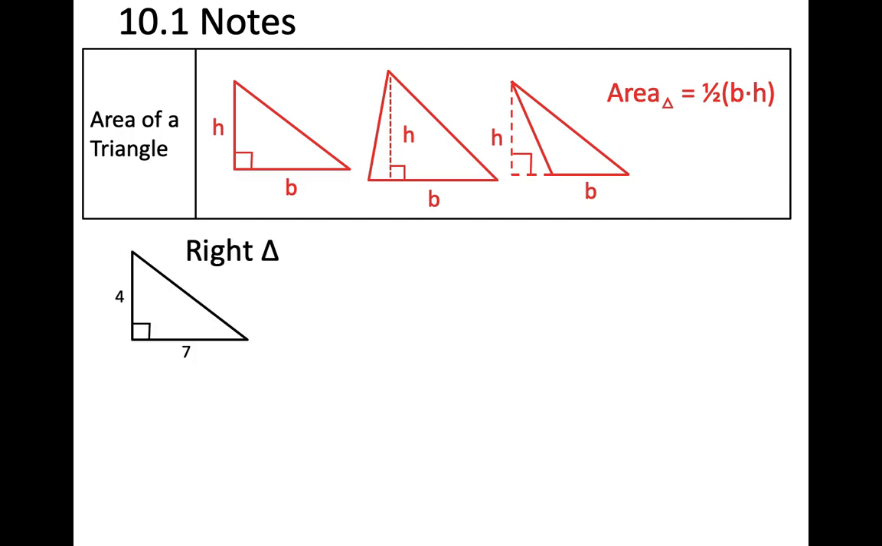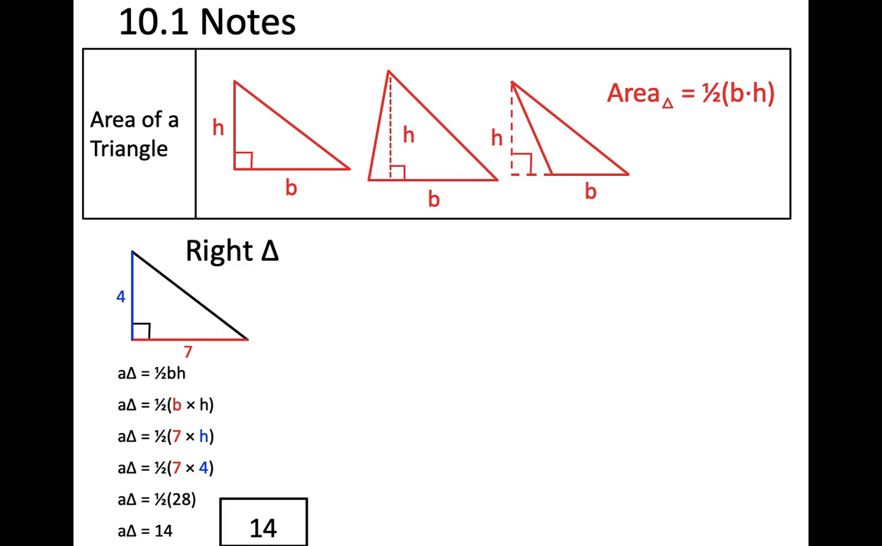In this right triangle here, my base is 7 and my height is 4. So if I multiply those out, I get 1/2 of 28. The area of this right triangle is 14.